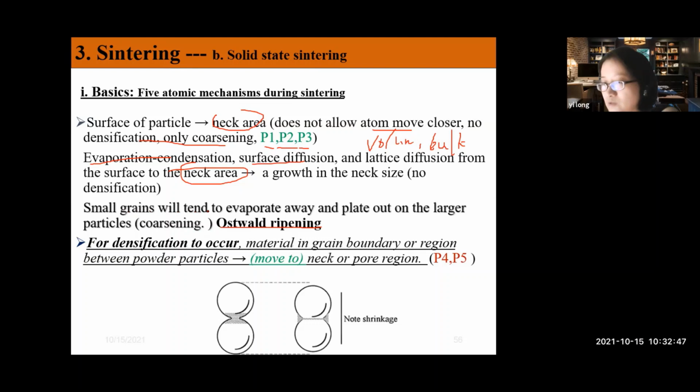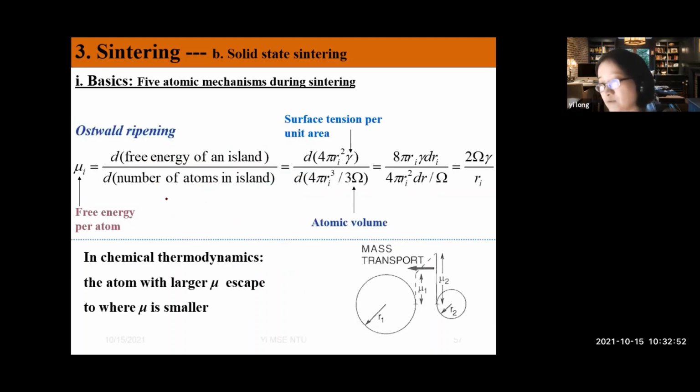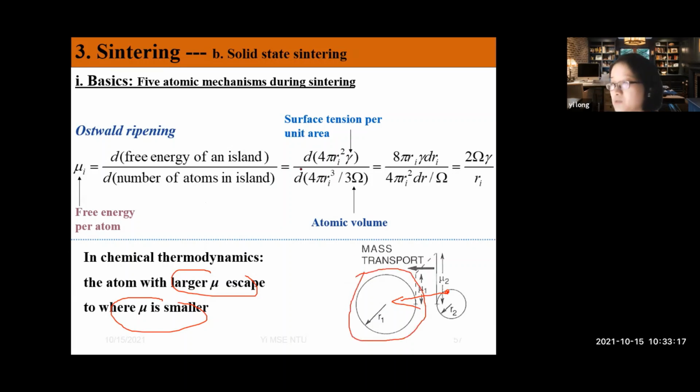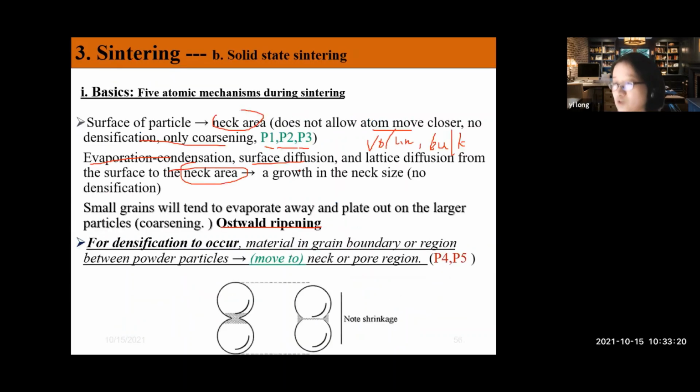So the small grains will tend to evaporate away and plate up on the larger particles. That is what we have seen before, right? So basically, this is Young's equation, and we know that in chemical thermodynamics, the atom with larger mu is going to escape to where the mu is smaller. So simply the atom inside here is going to trend towards this side, become even bigger. In the end, it will merge into an even bigger particle. So that's the end thing, which means it becomes bigger, which means coarsening.